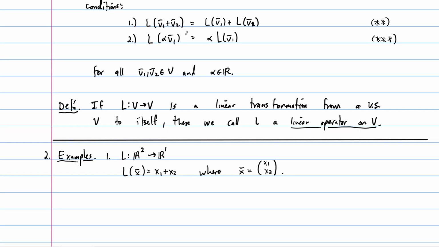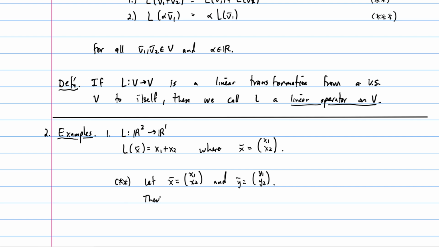So let's check the addition first. So we'll check our star. In this case, we need to have 2 vectors from our domain space. So let x equal x1, x2, and y equal y1, y2. These are 2 vectors in our domain space. And then we need to compute the transformation of the sum of them. So L of x plus y is what we need to compute. This is going to be L of the sum. We have to add them first. We know how to add vectors, just component by component. And then from there, we can apply the formula.